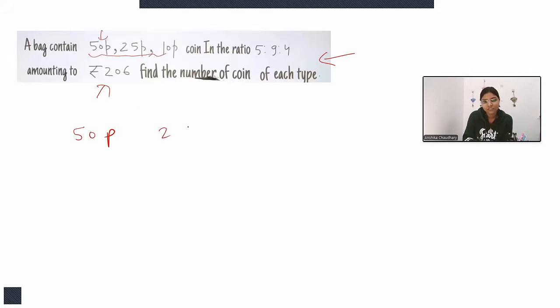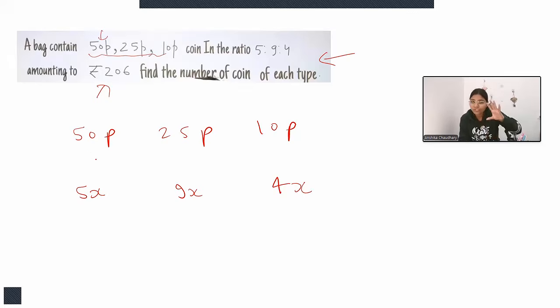50 paise, 25 paise, and 10 paise. And what is the ratio? 5, 9, 4. So let's say I consider that this is rupees, right? 5x rupees, 9x rupees, 4x rupees. 5x rupees will consist of those 50 paise coins only. 9x rupees will consist of those 25 paise only. 4x rupees will consist of the 10 paise coins only.